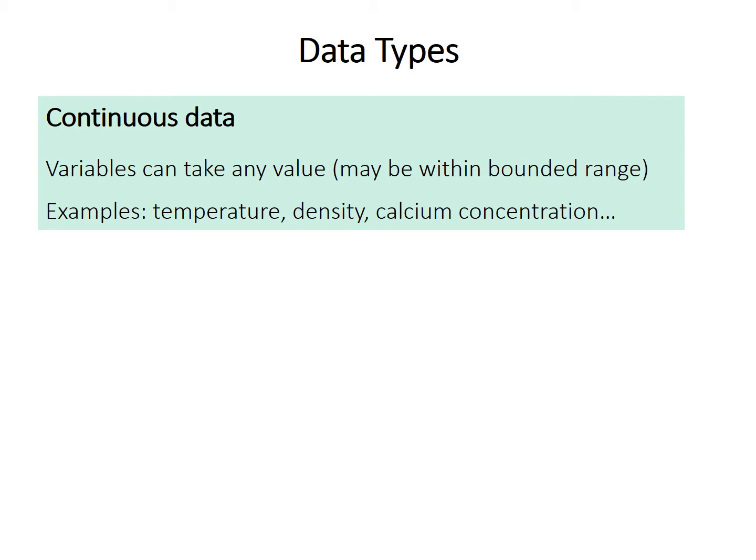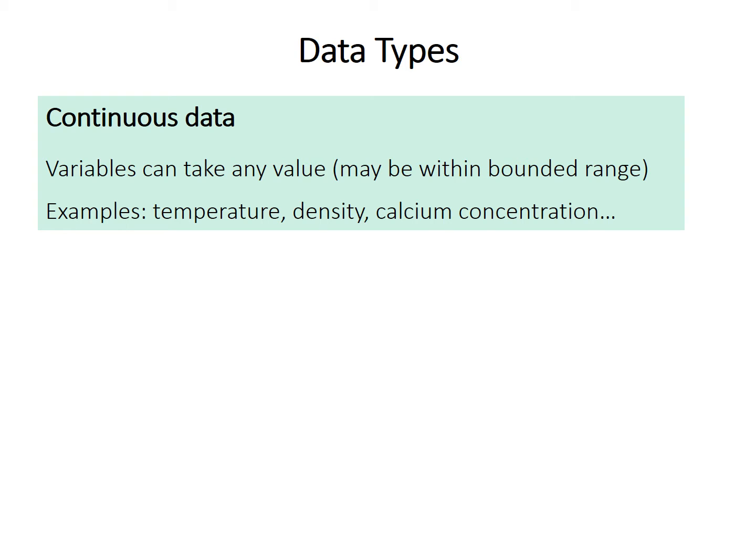So when choosing an appropriate statistical test, the first thing you've got to determine is the type of data that you're working with. So there's two main types. Often you'll have what's called continuous data, where the variables can take any value. The range might be bounded, but the measurements can be any real number within that range. For example, temperature, or density, or calcium concentration are all examples of continuous data.